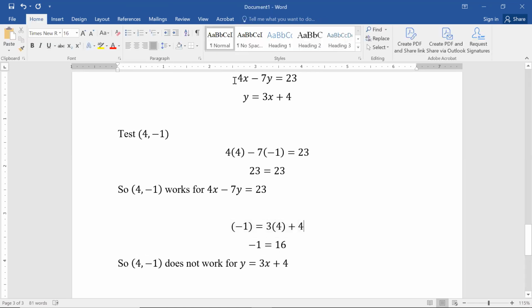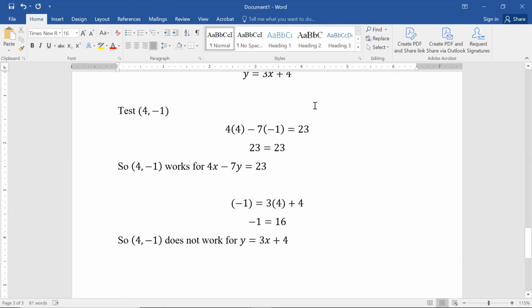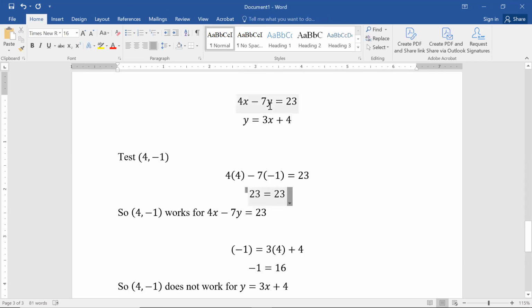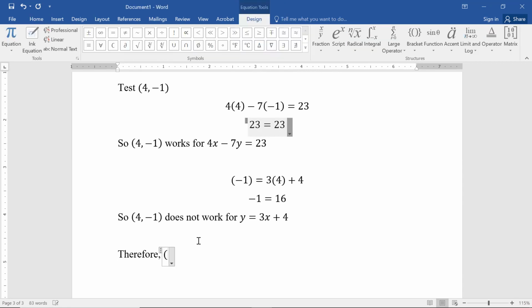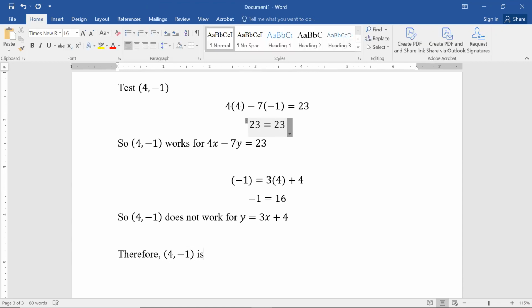So what does that mean for the system? Well, in short, if it works for one but doesn't work for the other, it does not work for the system. Therefore, the point 4, negative 1 is not a solution to the system.